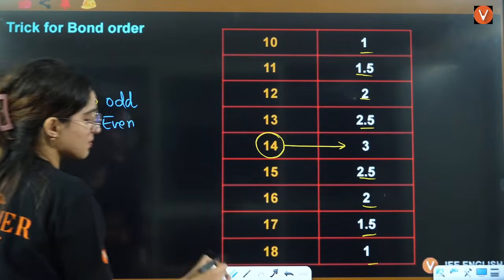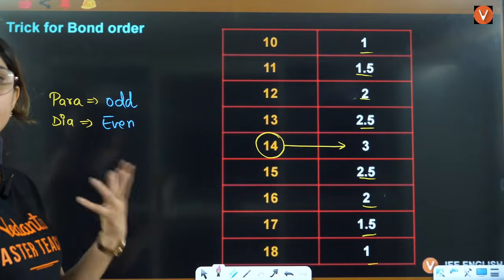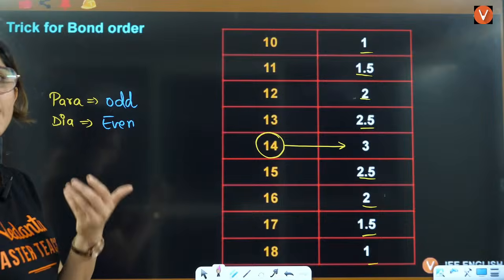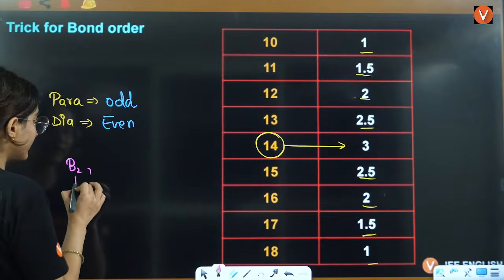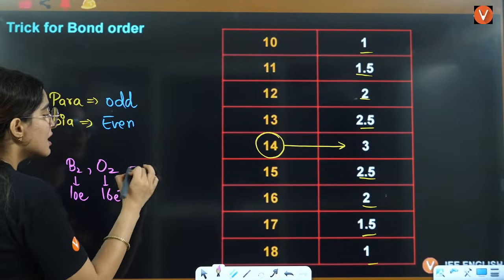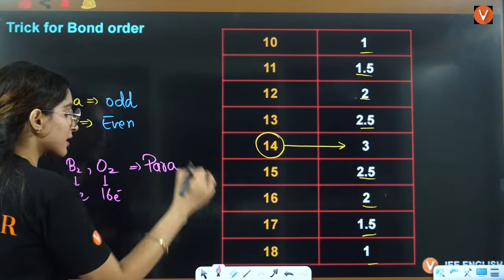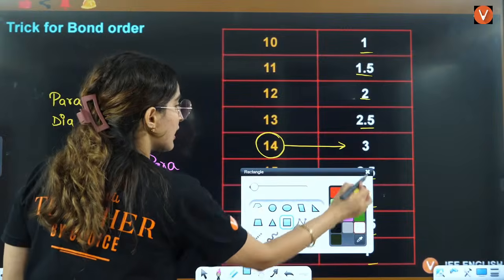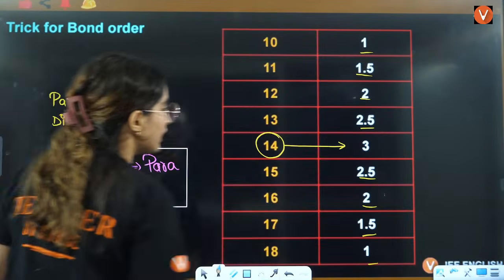This is a simple direct method of calculating this. Paramagnetic species have unpaired electrons, diamagnetic species have no unpaired electrons. But B2, which has 10 electrons, and O2, having 16 electrons, even though they are even, are still paramagnetic. That is the exceptional case that we have.